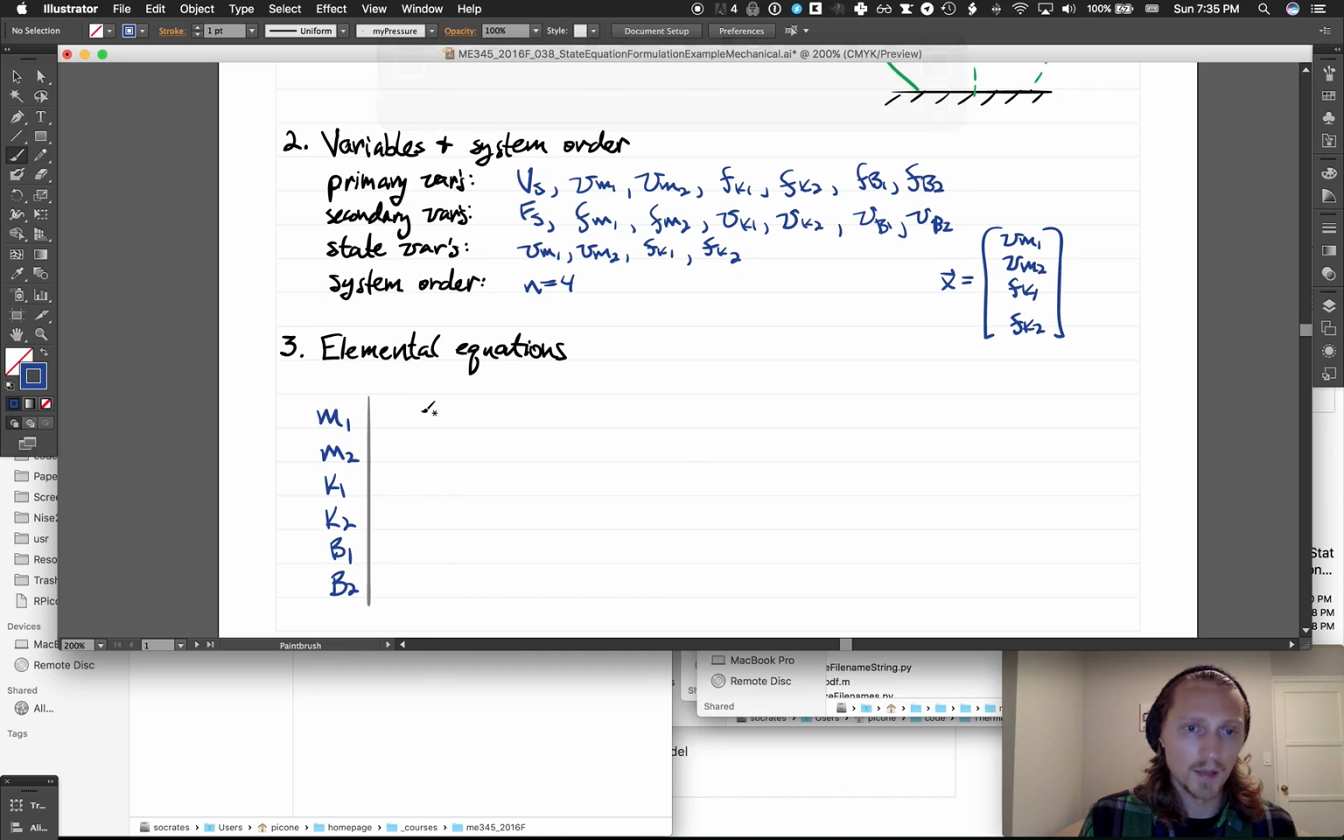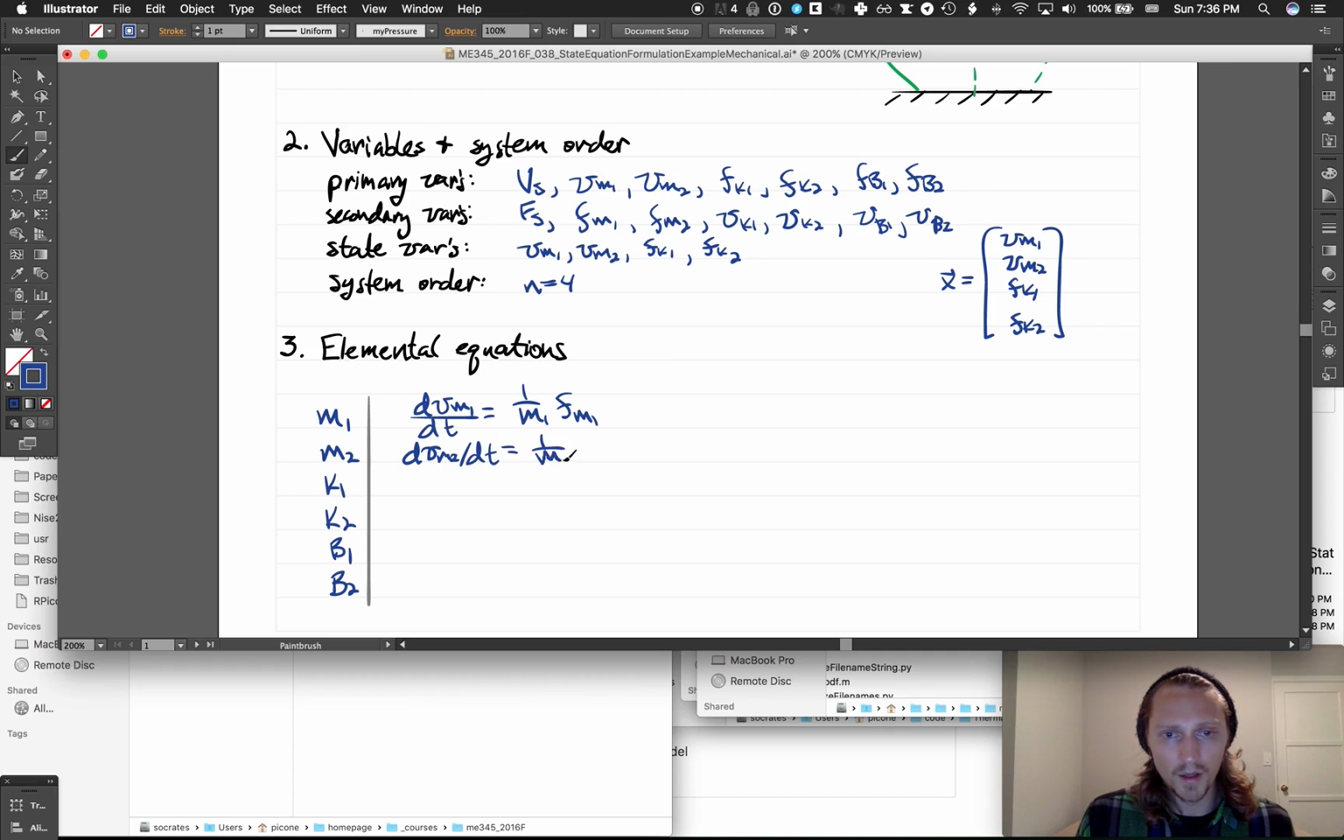And the elemental equation for a mass is just Newton's law. So dVm1/dt equals 1 over m1 times Fm1. Should have had a 1 subscript there. So there's that elemental equation. I'm going to write this one, dVm2/dt equals 1 over m2 times Fm2.